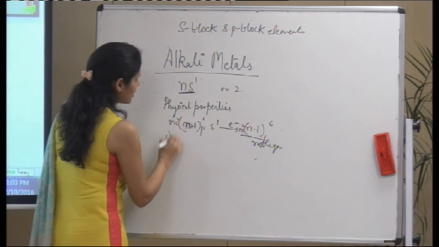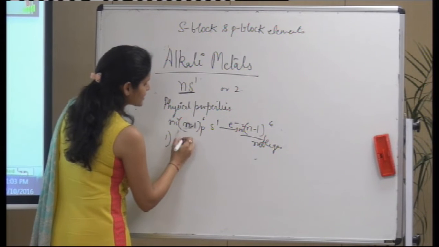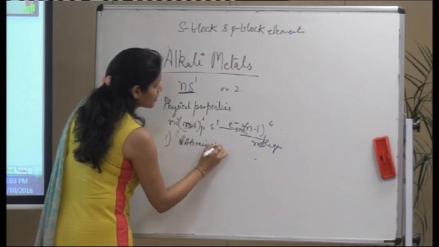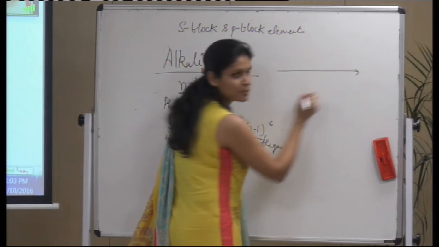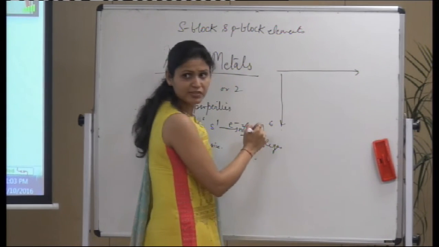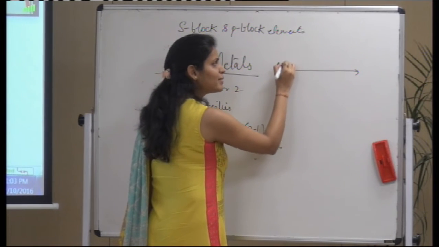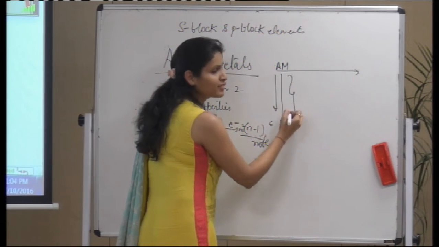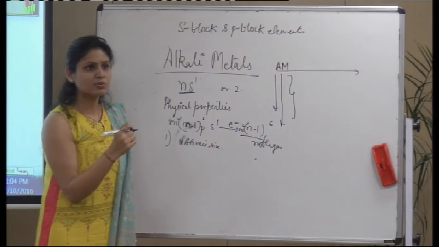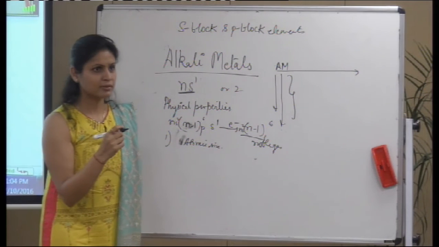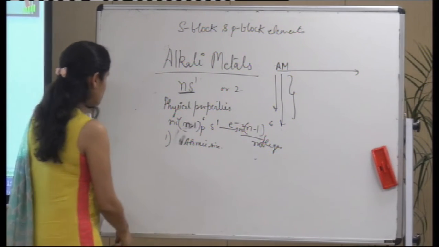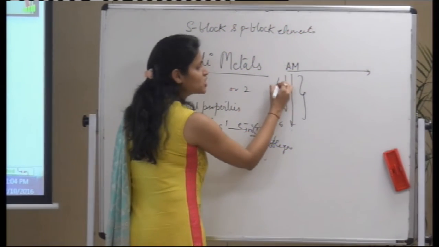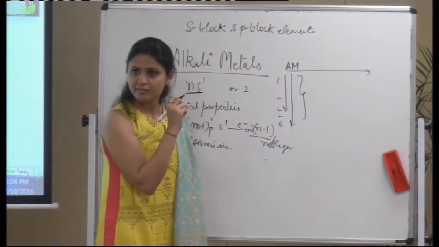Among the physical properties, first of all we will discuss the atomic size. We know the trend across the period and down the group. So we are considering alkali metals. Down the group, what do you think? The atomic size will increase or decrease? Increase, due to increase in the number of shells. Each time an additional shell is added, right?